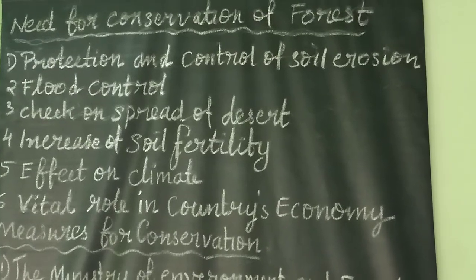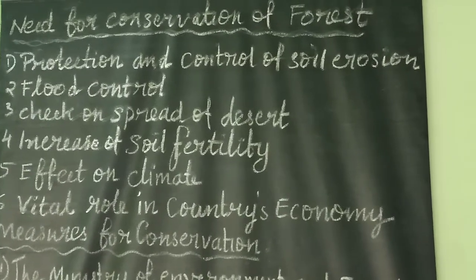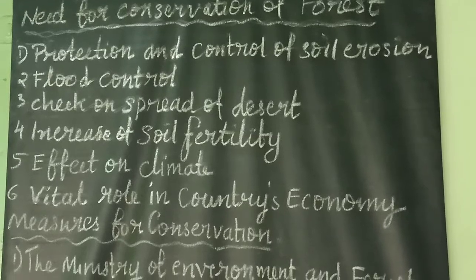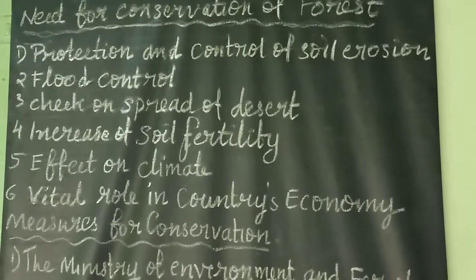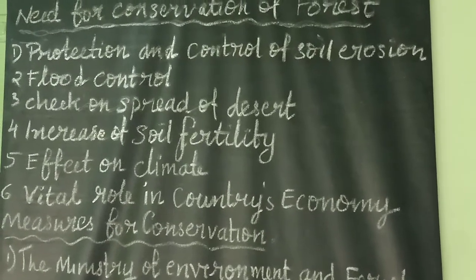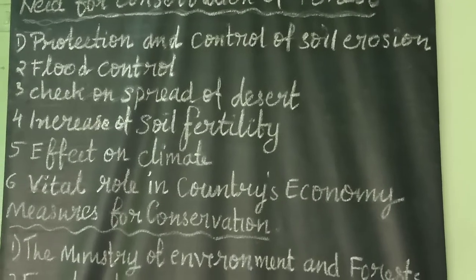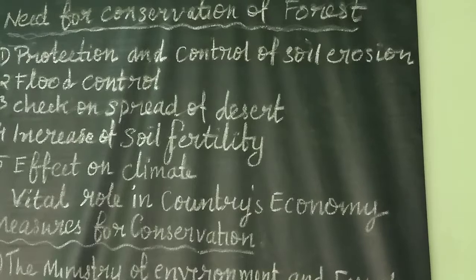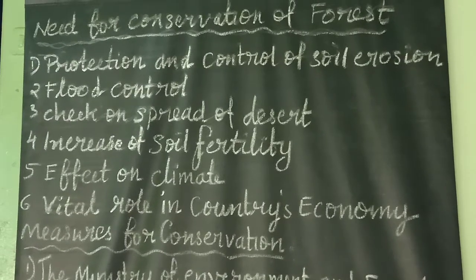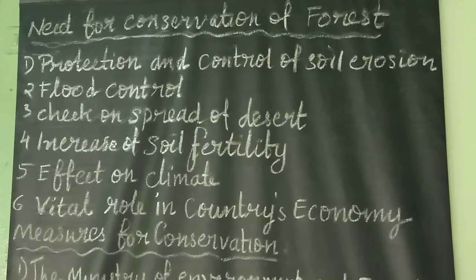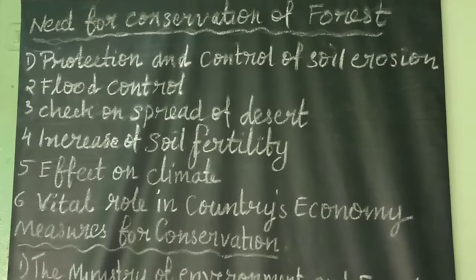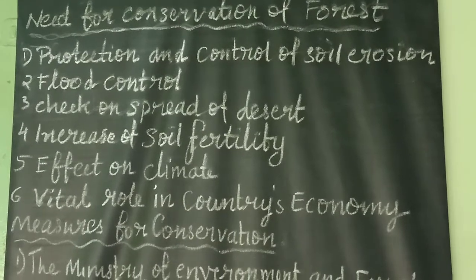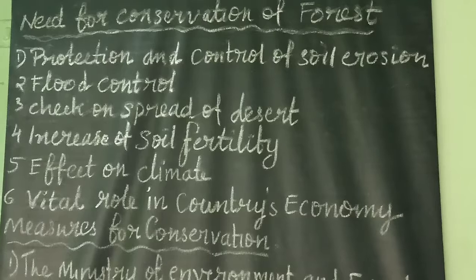The reckless destruction of the forest in Shivalik Hills, Western Ghats, Chota Nagpur Plateau and other Deccan tableland has led to the serious problem of soil erosion. So, first one, prevention and control of soil erosion. We have to preserve forests to prevent and control soil erosion.